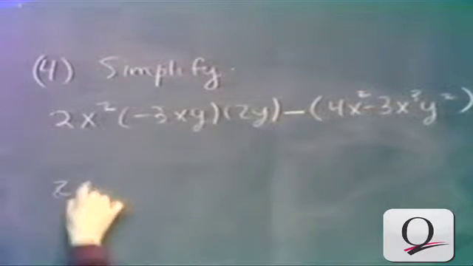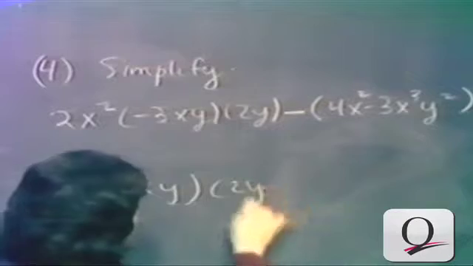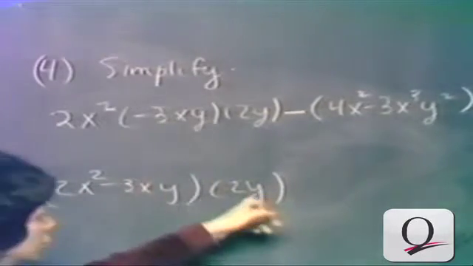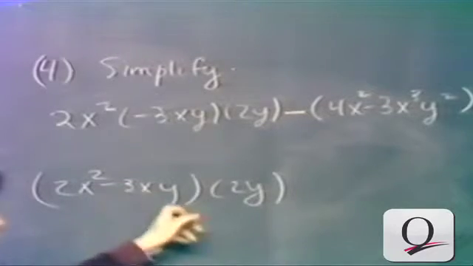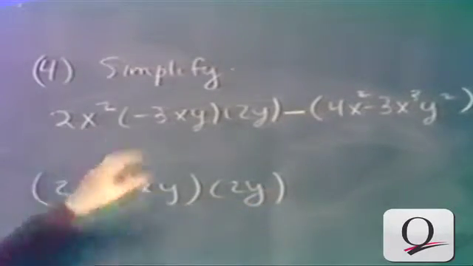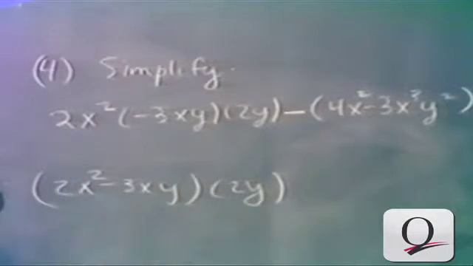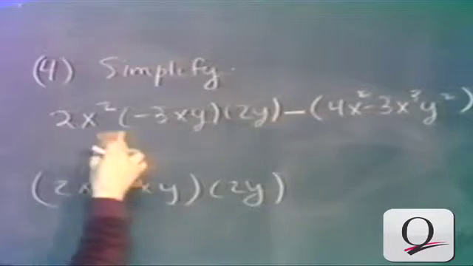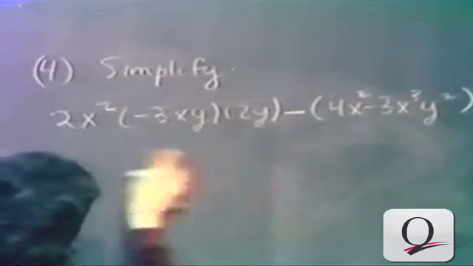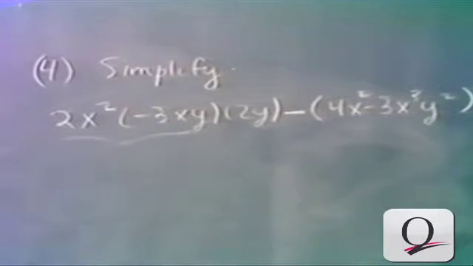If it had been 2x squared minus 3xy times 2y, then you would have needed the distributive law. It would have been the 2x squared times the 2y minus the 3xy times the 2y, like (a plus b) times c. But that's not what we have here. Okay, this parentheses makes a big difference in the problem. All we're doing is multiplying this times that. Okay, so we can say first, take care of the first two factors.